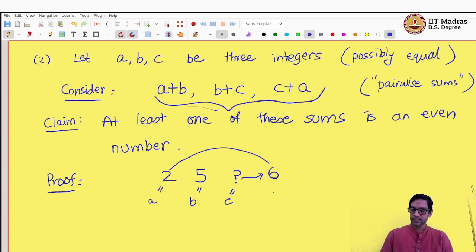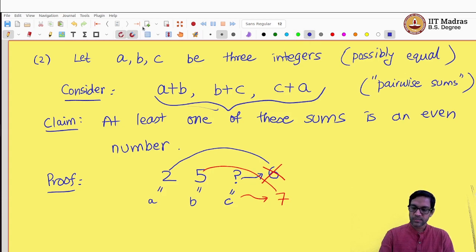Okay, so maybe that's not good. Let me try and be cleverer. Sorry, I choose an odd number. Instead of 6, let me try 7. That's a possibility. Now observe that if I choose 7, then 7 plus 5 becomes an even. So no matter what I do, if I choose C to be an odd number, then that plus 5 will become even. If I choose C to be even, then that plus 2 will become even. So it looks like I really can't do much. Whatever I do, I will be forced to get at least one of the sums to be an even. That is the claim. So let us try and prove this claim.